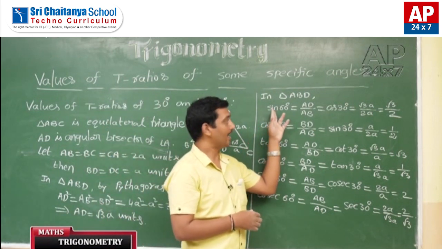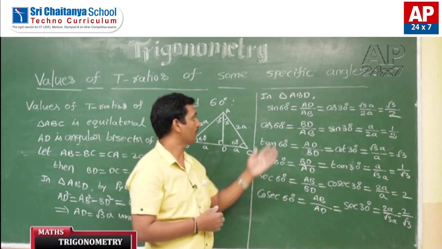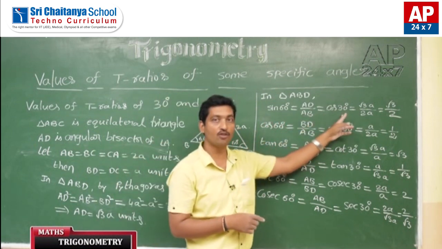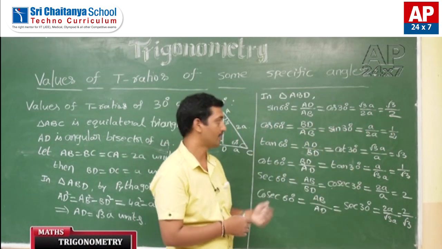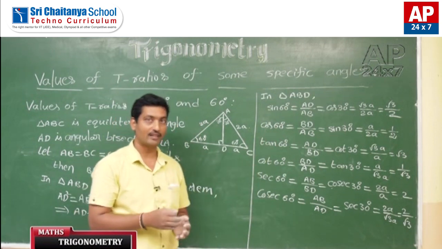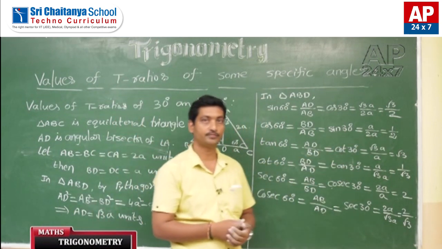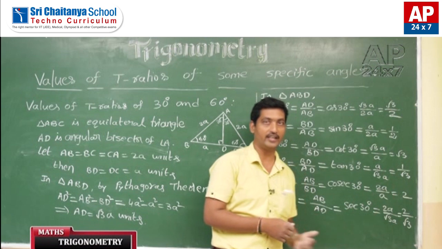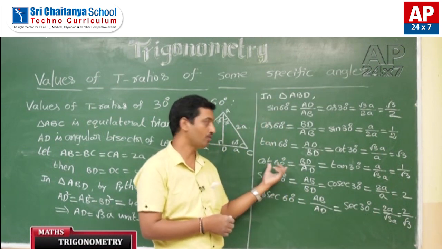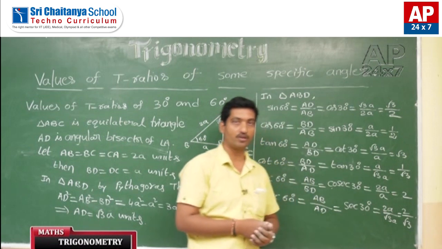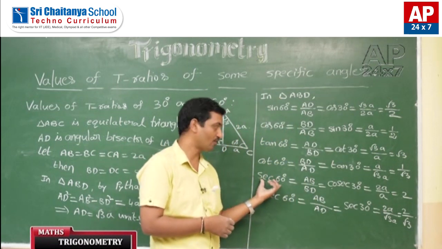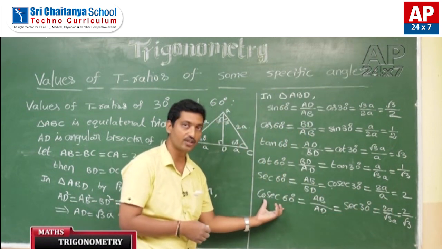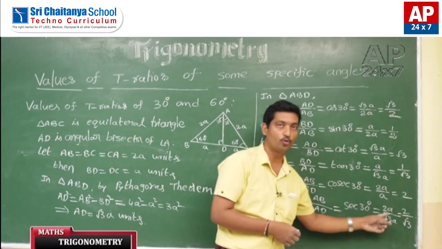Okay. Now again, I want to revise the total values of 60 degrees and 30 degrees. Sin 60 degrees is equal to cos 30 degrees is equal to root 3 by 2. Cos 60 degrees is equal to sin 30 degrees is equal to 1 by 2. And tan 60 degrees is equal to cot 30 degrees is equal to root 3. And cot 60 degrees is equal to tan 30 degrees is equal to 1 by root 3. And secant 60 degrees is equal to cosecant 30 degrees is equal to 2. And cosecant 60 degrees is equal to secant 30 degrees is equal to 2 by root 3.